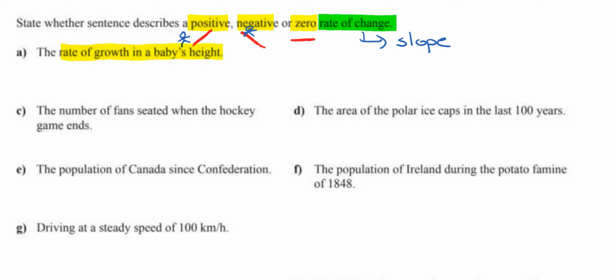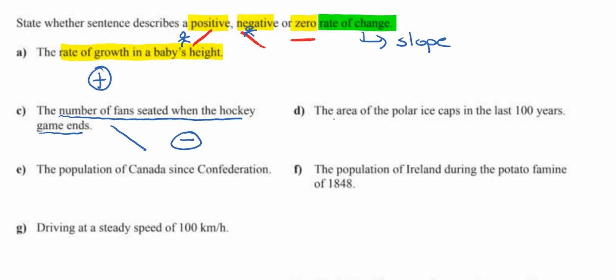All right, so for question 2a, the rate of growth in a baby's height. When a baby is born and as time goes on, the baby will grow up. So the height is getting bigger. So that's a positive slope, right? So positive slope for that one. For letter C, the number of fans seated when the hockey game ends. When a hockey game starts, there's probably a lot of fans. And then when the hockey game's over, the fans leave the building. So the number of fans is decreasing. So this is a negative slope.